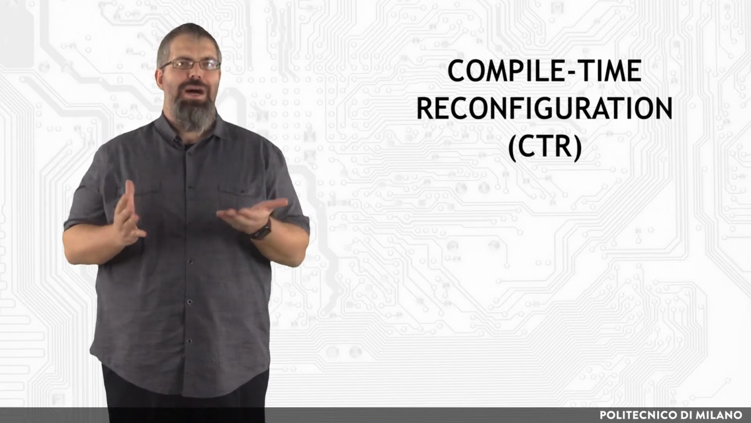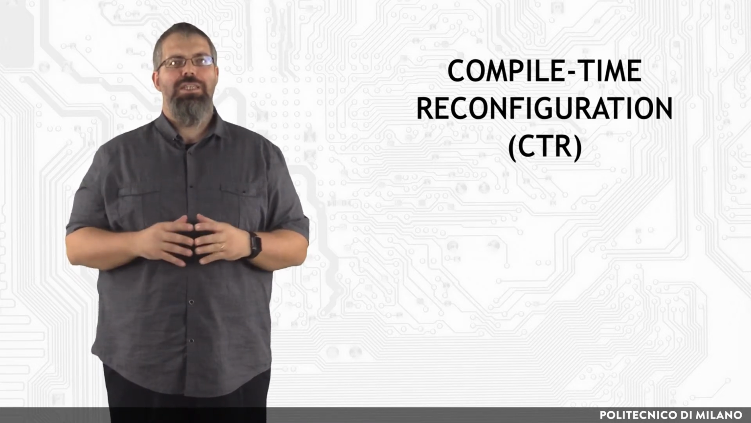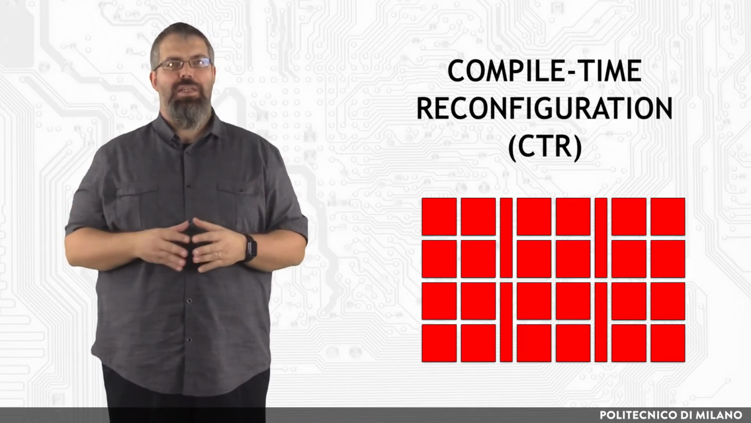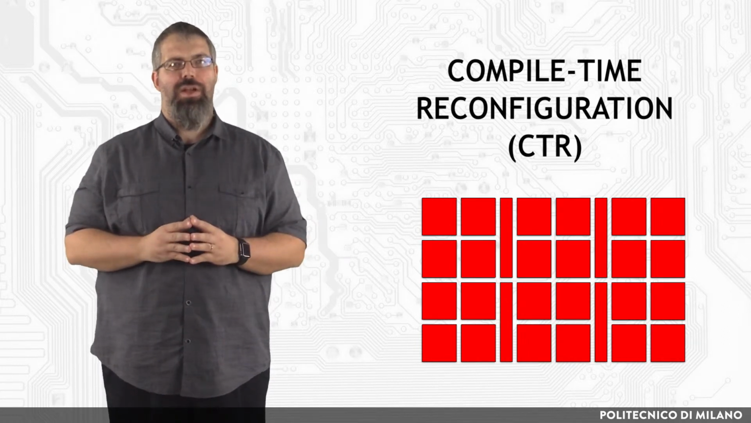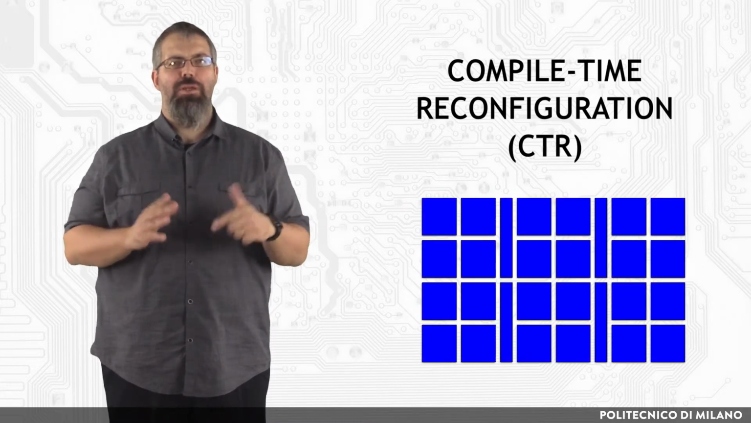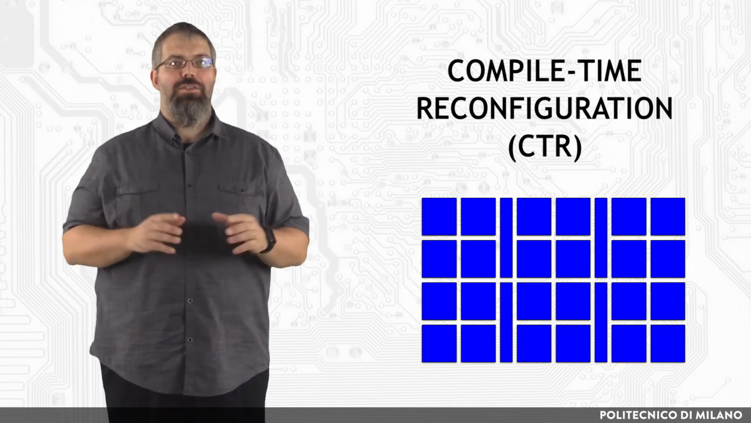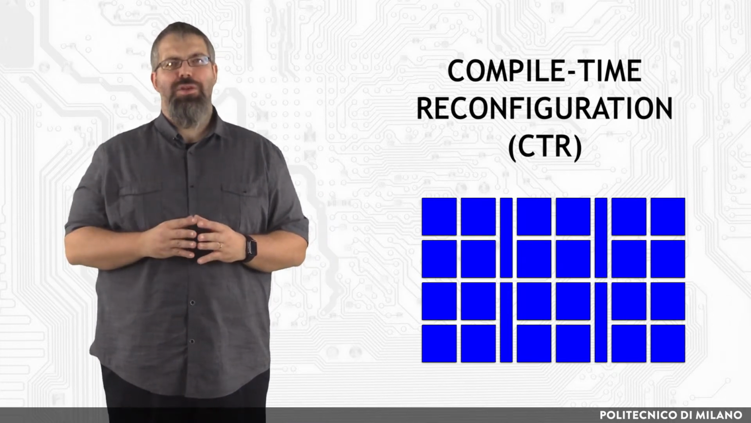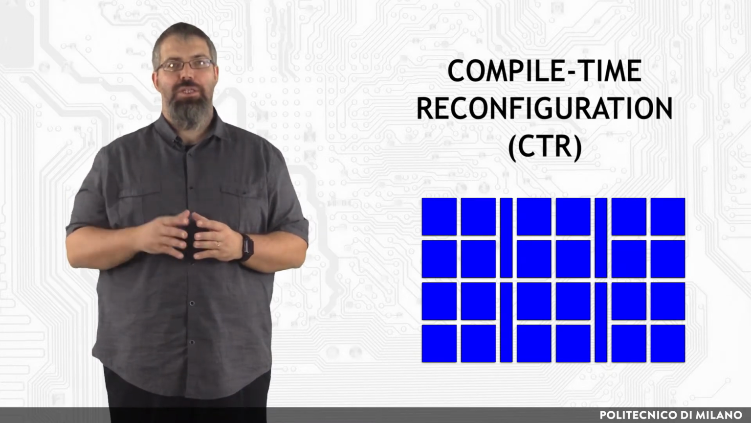In the simplest scenario, which can be termed compile time reconfiguration, CTR, the configuration of the FPGA is loaded at the end of the design phase, and it remains the same throughout the whole time the application is running. In order to change the configuration, one has to stop the computation, reconfigure the chip, resetting it, and then start a new application. Compile time reconfiguration was for some years the only kind of reconfiguration available for FPGAs.